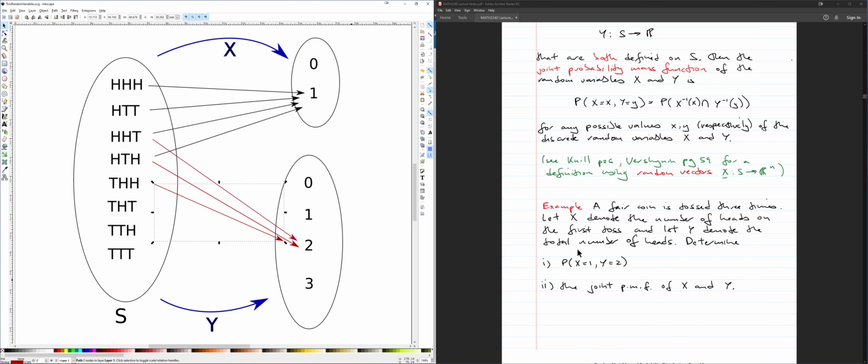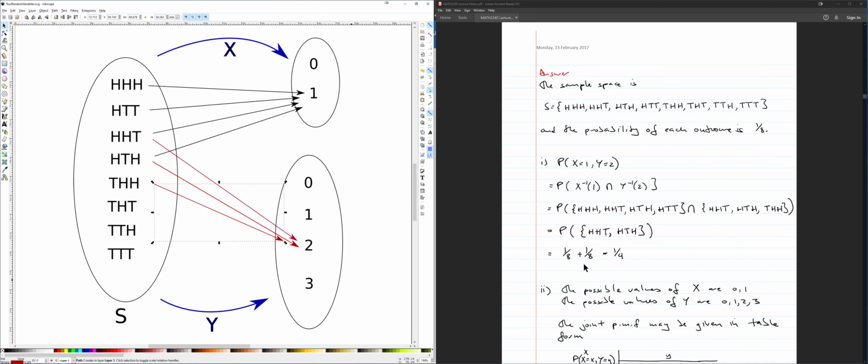Alright, so let's work out this problem over here. Probability x is equal to 1, y is equal to 2. So what you're doing is evaluating your probability mass function at a specific case, when x is equal to 1 and when y is equal to 2.